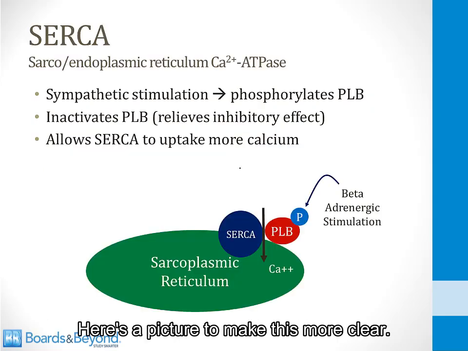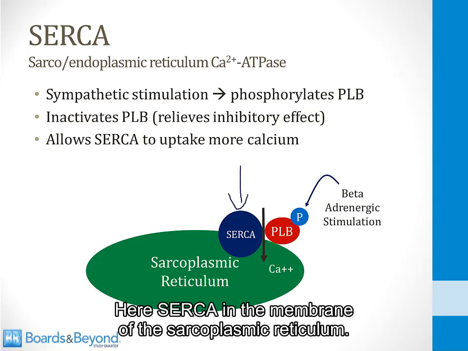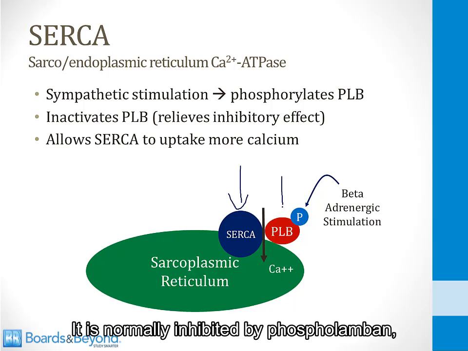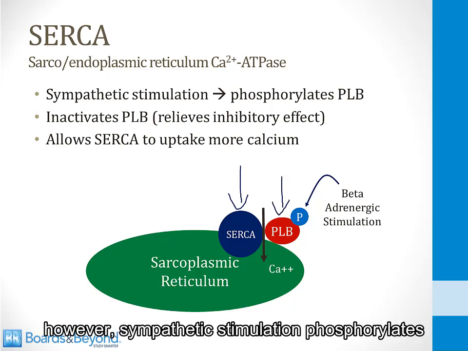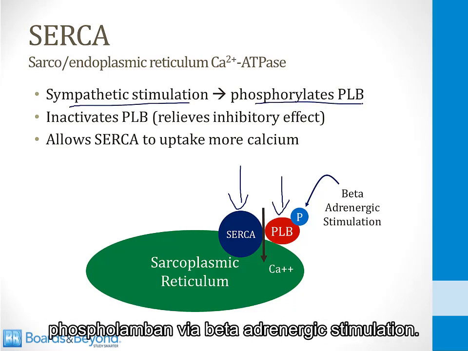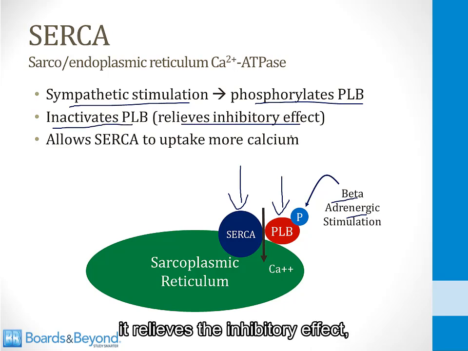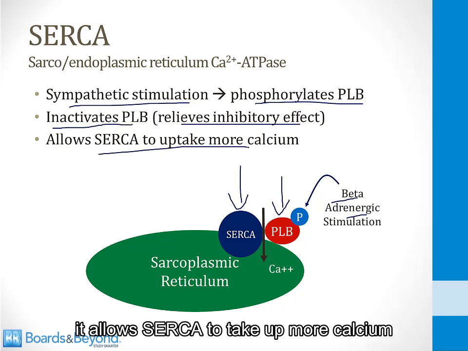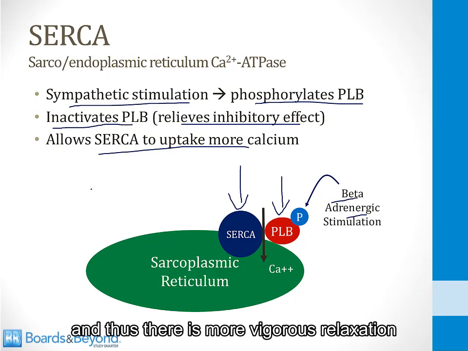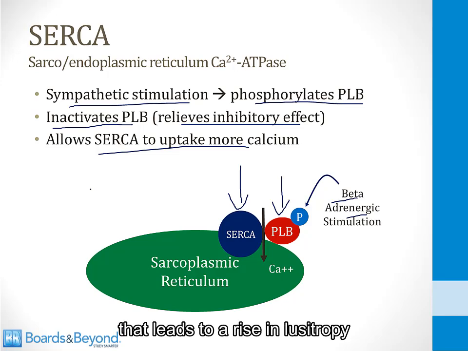Here's a picture to make this more clear. Here's SERCA in the membrane of the sarcoplasmic reticulum. It is normally inhibited by phospholamban. However, sympathetic stimulation phosphorylates phospholamban via beta-adrenergic stimulation. This inactivates phospholamban, it relieves the inhibitory effect, it allows SERCA to take up more calcium, and thus there is more vigorous relaxation of the left ventricle. That leads to a rise in lusitropy and an increase in preload.